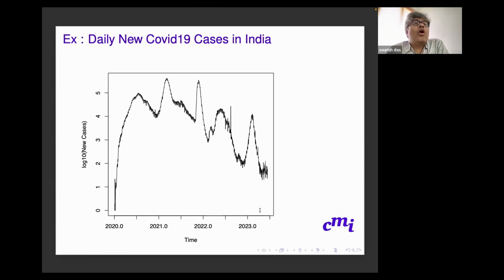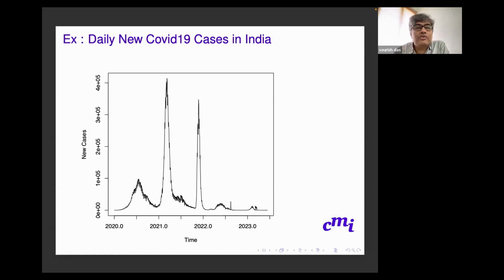When we plot it on a log scale, now the fifth wave is absolutely clear. First wave, second wave, third wave, fourth wave, and fifth wave. It is absolutely dead clear that there was a fifth wave. Okay, but we didn't even realize because the sheer scale was so small. Maybe we were getting 1,000 cases or 500 cases per day. So we didn't bother that much.